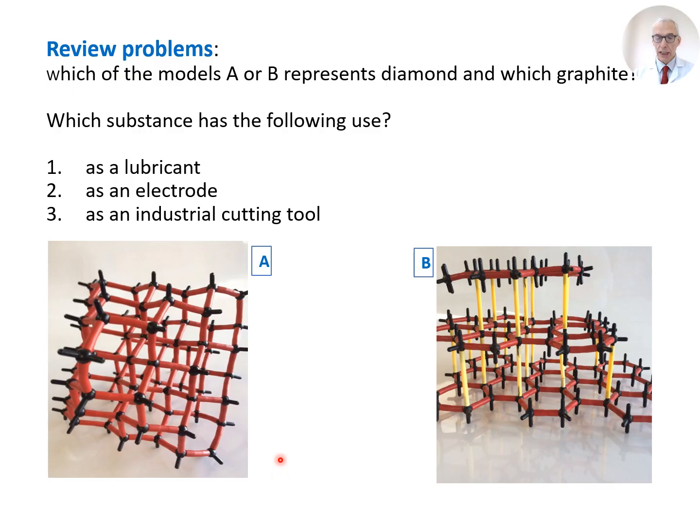I'd like to finish the lesson with some review problems, which just relate diamond and graphite to some potential uses. Which of the models A and B, so model A, model B, represents diamond and which graphite? Which substance, A or B, has the following use: as a lubricant, as an electrode, as an industrial cutting tool? Pause. You've got 4 questions to answer. Write your answers down. Come back to check against mine.